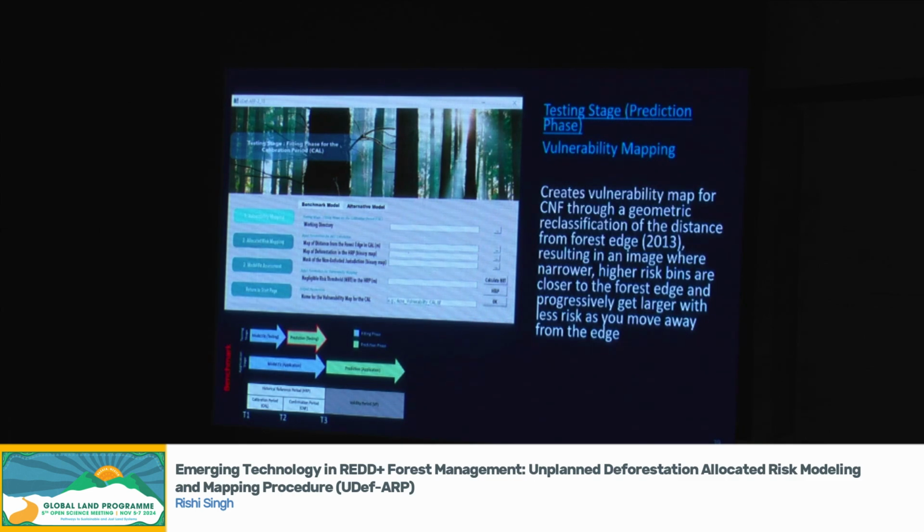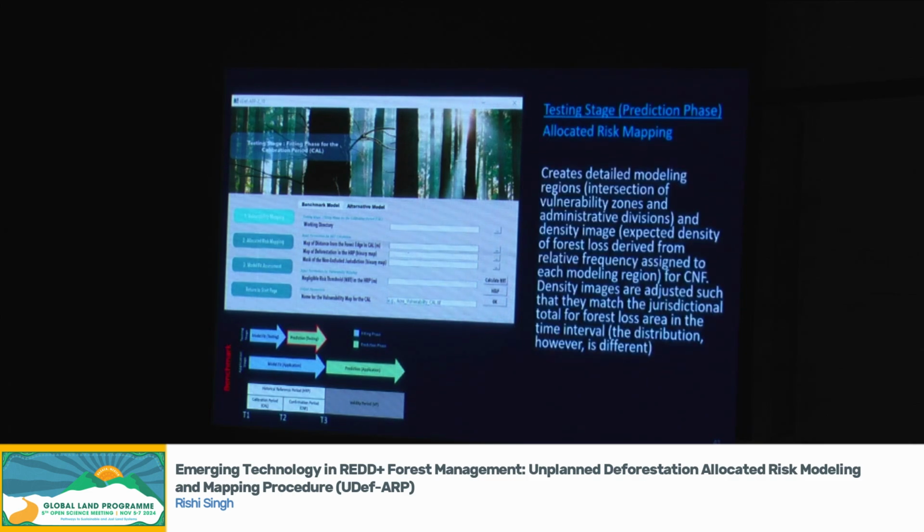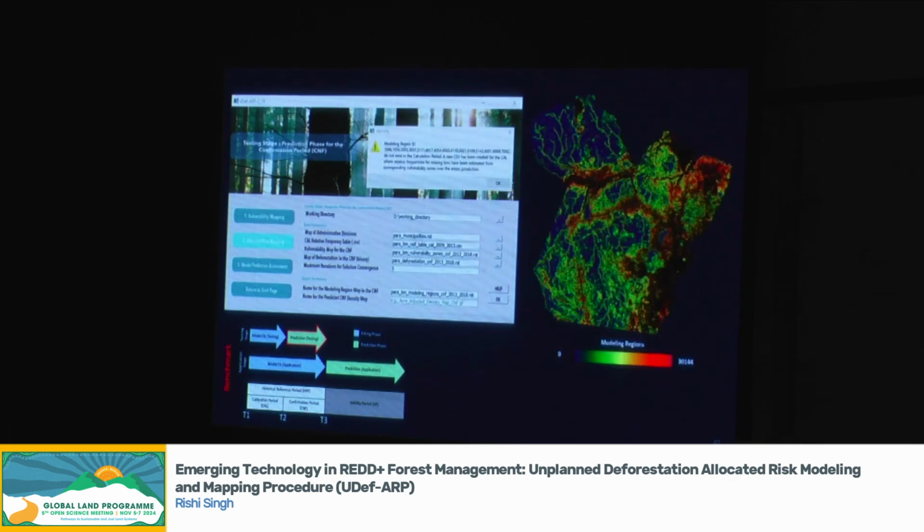And so again, it's very similar. It's still the vulnerability zones, the allocated risk, and then the model fit. And so just moving through that for the prediction, we have our vulnerability zone. And then we create our allocated risks, which I'll show here.